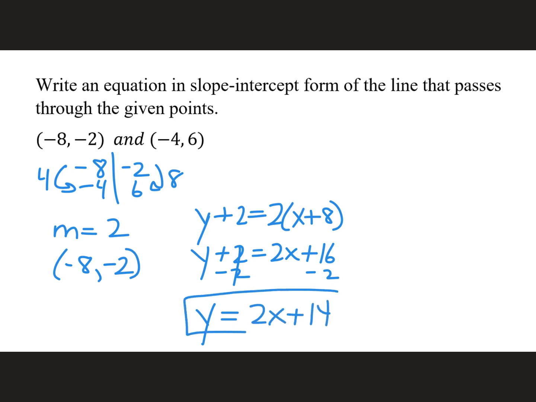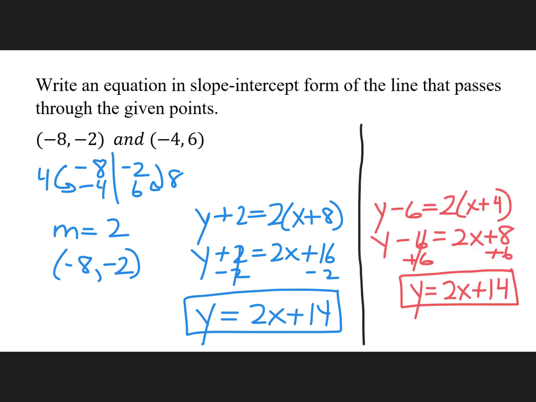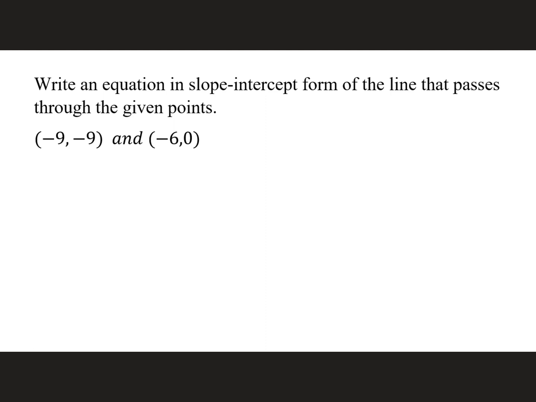And the question is, if I use the other point, (-4, 6), would I get the exact same equation? The answer is yes. Let me pause the video and do it so you can see. There you go. I used the point (-4, 6), got the exact same equation, which I should since both of those points are on the exact same line. So that should give you some hope that it doesn't matter which point you use, they're both going to work. All right, go ahead, do this one on your own, and then come back and see if you have the right answer.